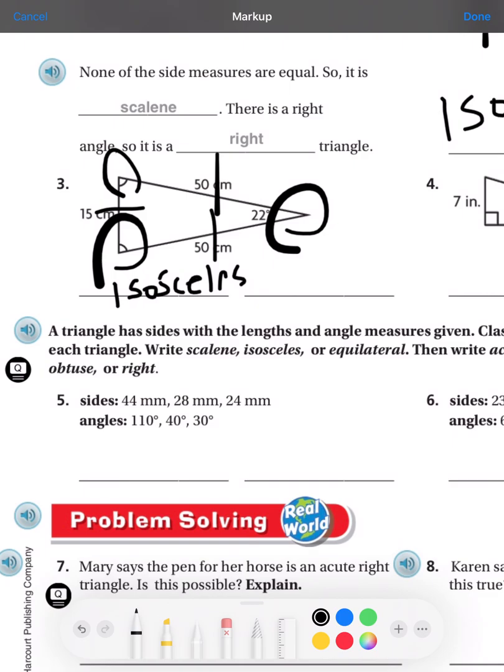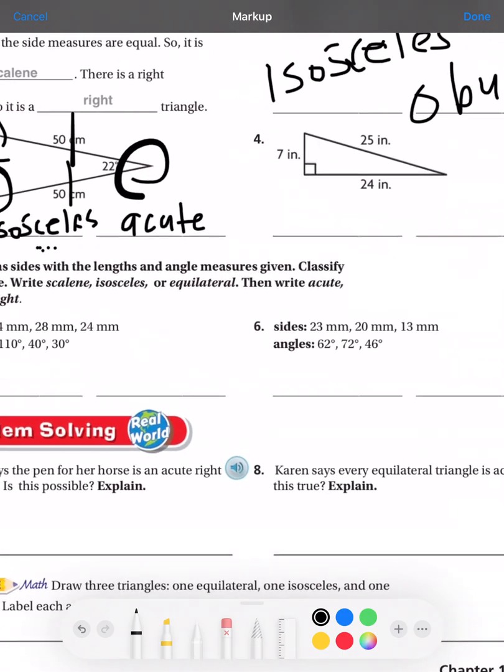This stylus is horrible, but it's the only one I have at home, and it's better than my finger. So we did by sides, but we have to do by angles. This guy has all three acute, so it's an acute isosceles triangle.